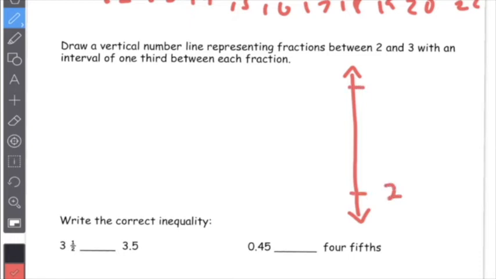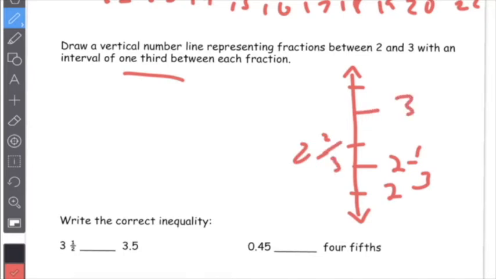We're going up by 1/3. So it's 2, 2 1/3. I'm going to write over here 2 2/3. And finally we have 3 over here. What we need is between 2 and 3, so we're going to fill in 2 1/3 and 2 2/3, but I'm not going to fill in 2 or 3 because it says between 2 and 3.